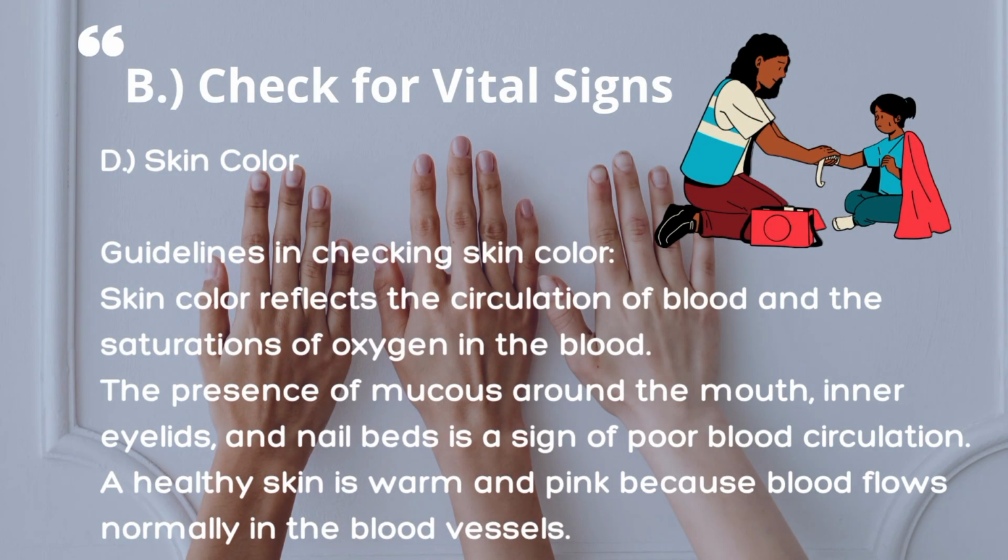Skin color. Guidelines in checking skin color. Skin color reflects the circulation of blood and the saturation of oxygen in the blood. The presence of mucus around the mouth, inner eyelids and nail beds is a sign of poor blood circulation. A healthy skin is warm and pink because blood flows normally in the blood vessels.